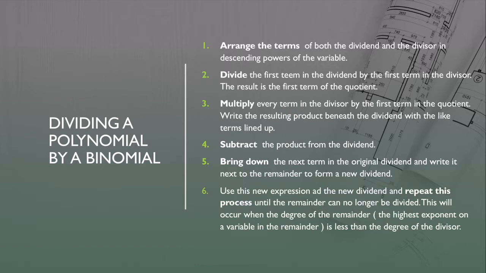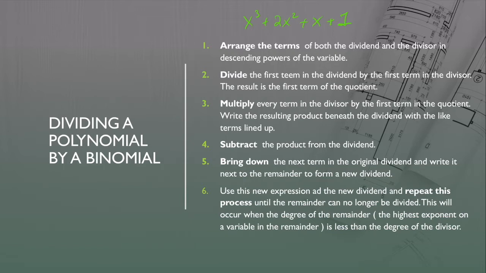So here are the steps. First thing, you want to arrange the terms of both the dividend and the divisor, so what you're dividing and what you're dividing by, in descending powers of the variable, right? We always want the largest variable first, second, third, and our constant last, right?